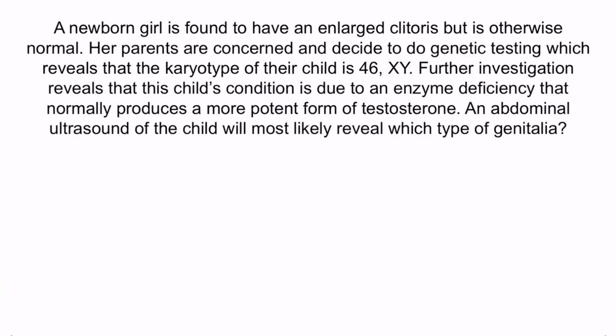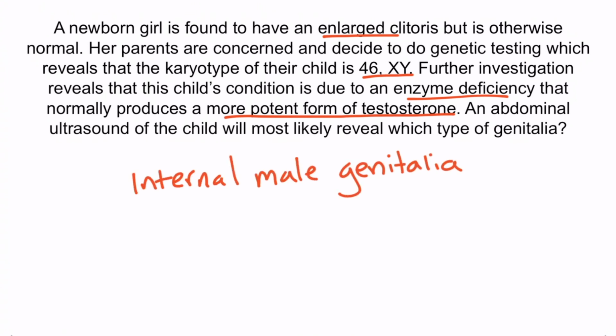Okay, from the question we learned that this child has an enlarged clitoris, a karyotype of 46XY, and an enzyme deficiency that normally produces a more potent form of testosterone. Collectively, these clues should make you think of 5-alpha reductase deficiency. In this condition, a lack of testosterone during fetal development results in failure to adequately form the external male genitalia. However, the internal male genitalia form just fine. Therefore, an abdominal ultrasound will most likely reveal internal male genitalia.